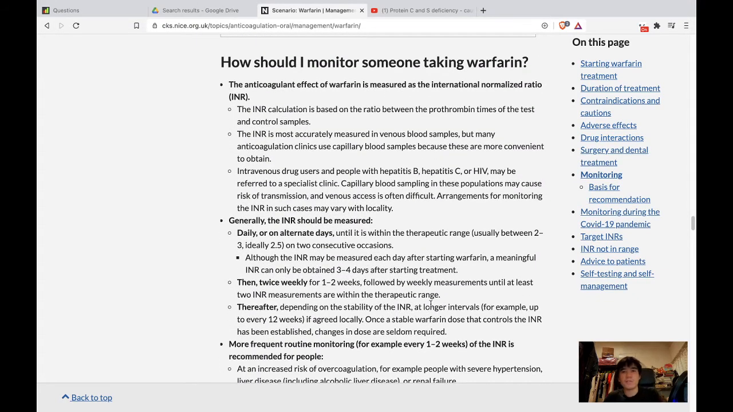The anticoagulant effect of warfarin is measured as the international normalized ratio, INR. The INR calculation is based on the ratio between the prothrombin times of the test and the control samples. The INR is most accurately measured in venous blood samples, but many anticoagulation clinics use capillary blood samples because these are more convenient to obtain. Intravenous drug users and people who have Hep B or Hep C or HIV may be referred to a specialist clinic. Capillary blood sampling in this population may cause risk of transmission, and venous access is often difficult.